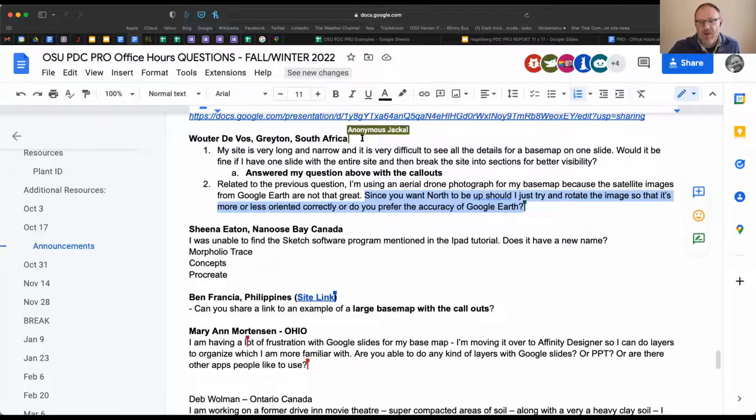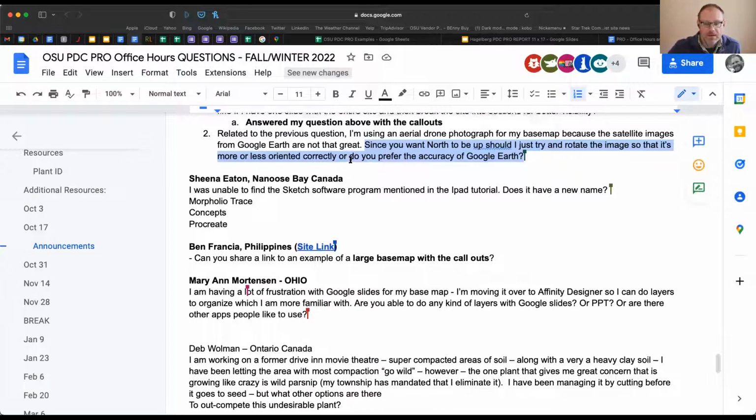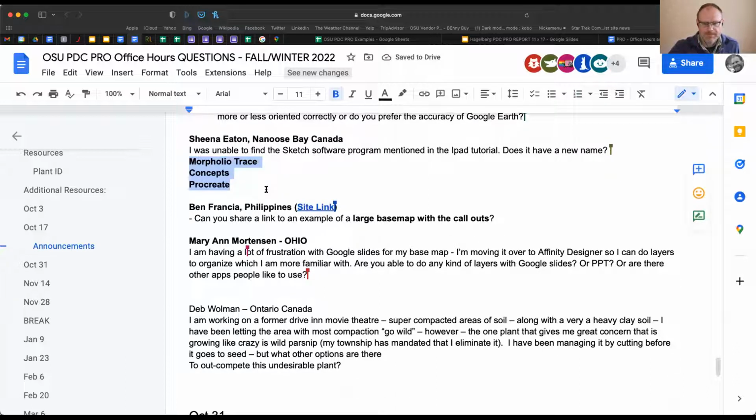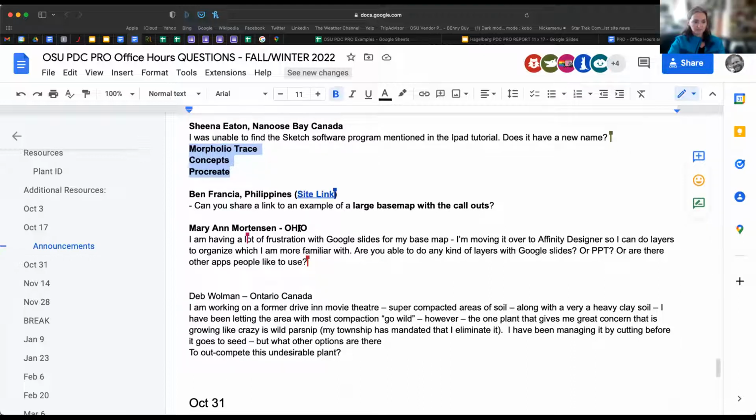Oh, okay, all right. Well, generally, just rotate the image so it's more or less oriented correctly. Yeah, I would go with north as being up. If you think it's going to be a certain way, or if it's going to be better the other way, just go with your intuition. I can always comment on it when you submit. Sheena, does that answer your question in terms of what the programs were? Yes, thank you. Okay, awesome.